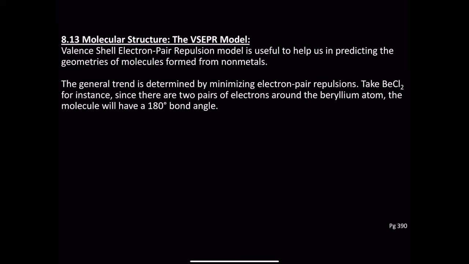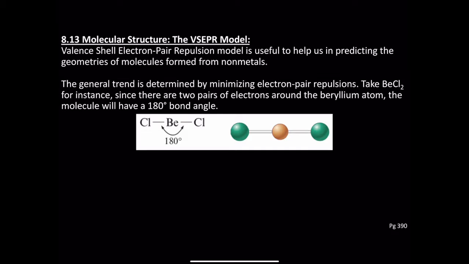Since there are 2 pairs of electrons around the beryllium atom, the molecule will have a 180-degree bond angle. So it would look like this. It would be linear, right? We could think about this no matter what orientation beryllium chloride is in. You could rotate it 360 degrees in any direction, and it would still have that 180-degree angle, because there are no lone pairs repelling any of those other pieces of negativity.